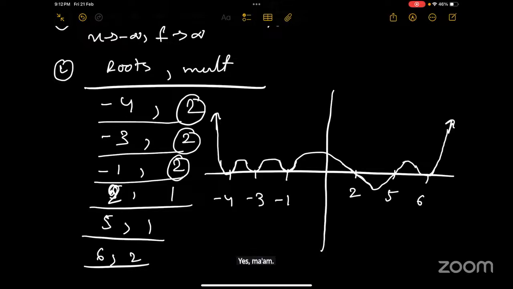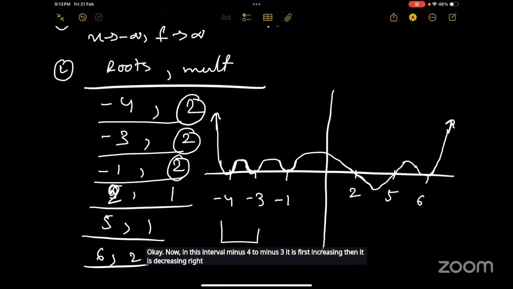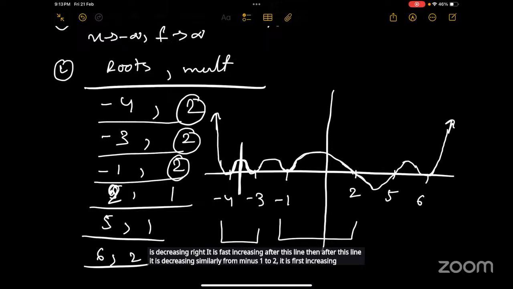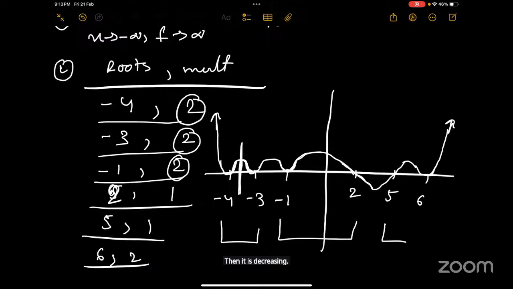Okay, understood. Now, in the interval minus 4 to minus 3, it is first increasing, then it is decreasing, right? Yes. It is first increasing after this line, then after this line it is decreasing. Similarly, from minus 1 to 2, it is first increasing, then it is decreasing. From 5 to 6, it is increasing, then it is decreasing, right?